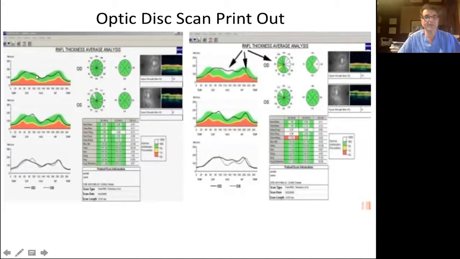The green is normal. So when there's thinning of the retinal nerve fiber layer, this black line will dip into the yellow or red, showing that there's thinning. And although it's not very resolved in this slide, not only will it reveal thinning, but it will reveal where on the optic nerve thinning typically is occurring. It can be very helpful for assessment of glaucoma progression.